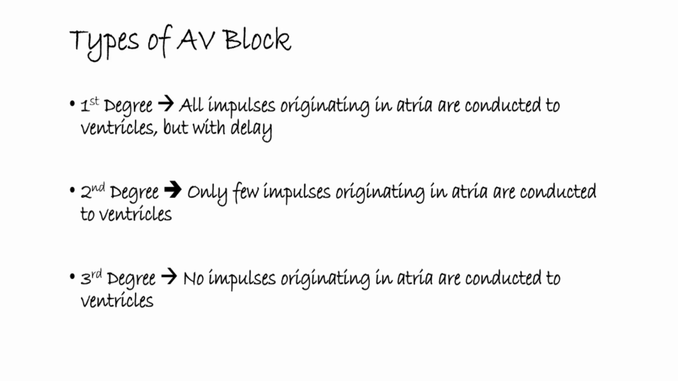Before we talk about the third degree, there are two types of second degree block specifically: the Mobitz type 1 second degree AV block and the Mobitz type 2. The Mobitz type 1 is also known as the Wenckebach AV block. And then we have the third degree AV block. In case of third degree, which requires some medical intervention, which is a real high level medical emergency, not a single impulse which generates in atria is conducted to ventricles. Here what happens is the ventricle and the atria beat independently. There is a kind of AV dissociation one can think of.